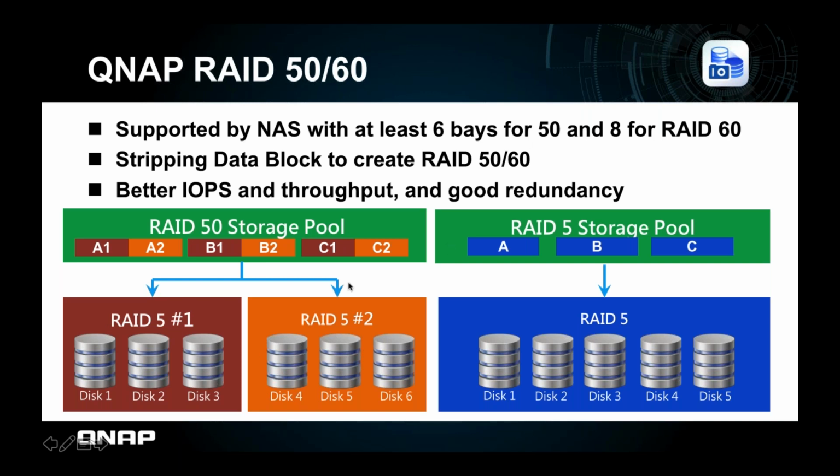Now for RAID 50, you need at least six drives. And for RAID 60, you need at least eight drives. And RAID 50 and 60 offer better IOPS and better throughput while still offering good redundancy.